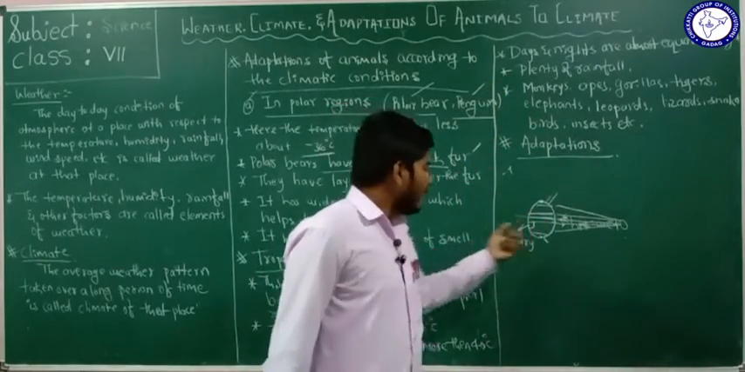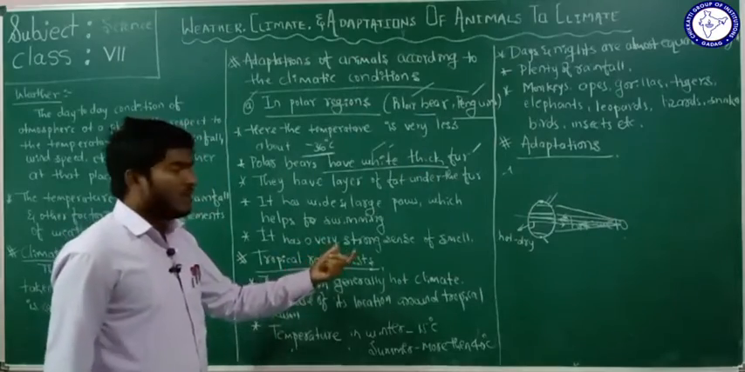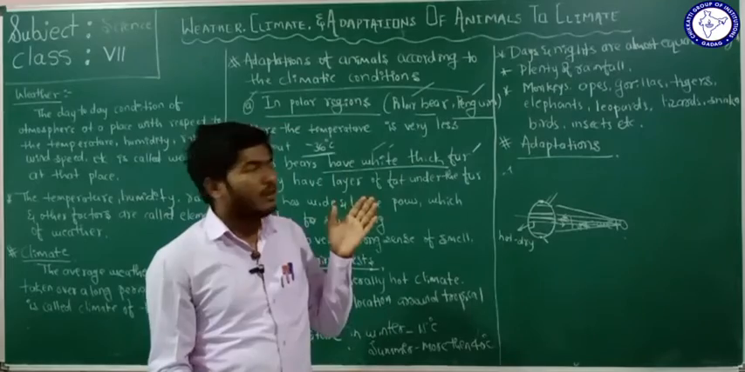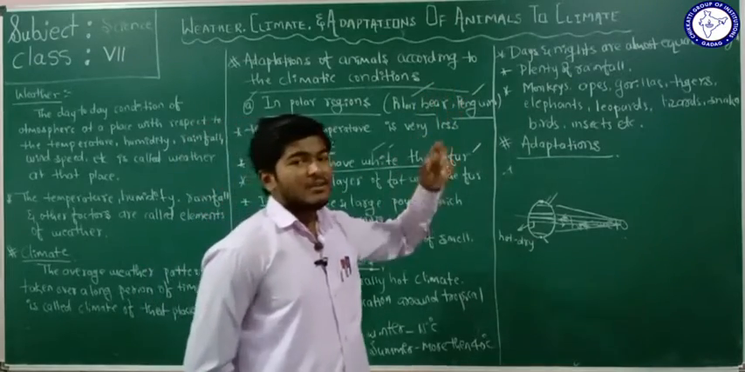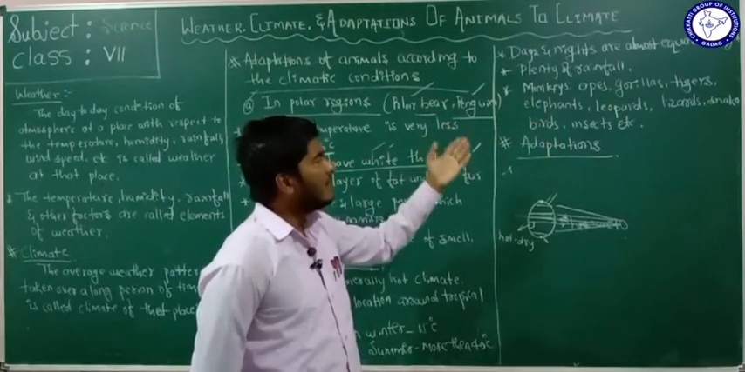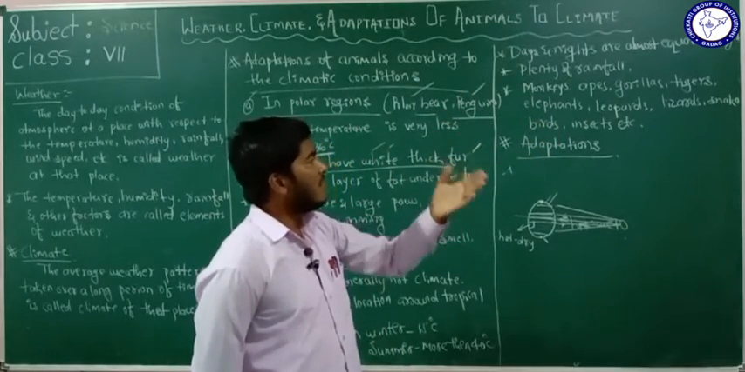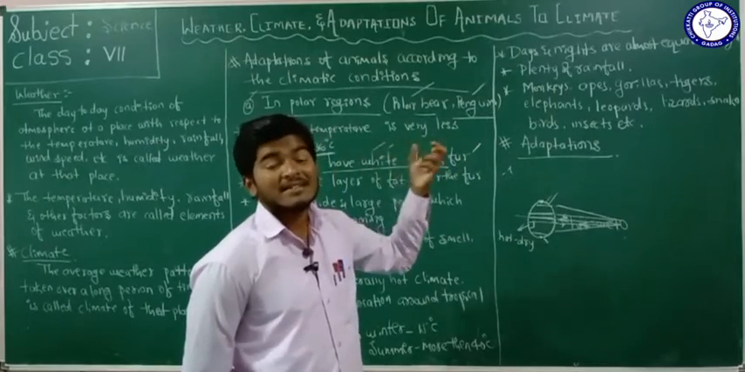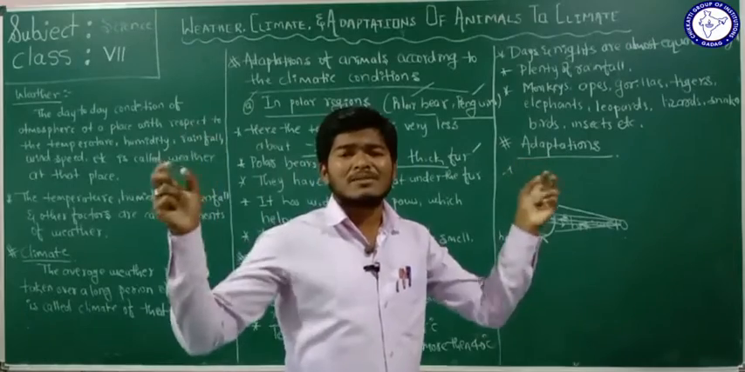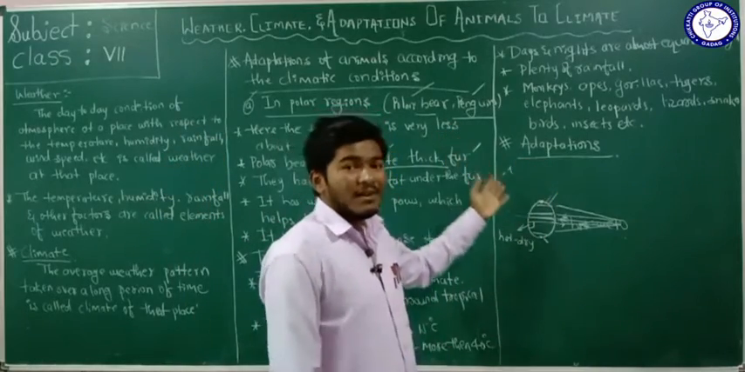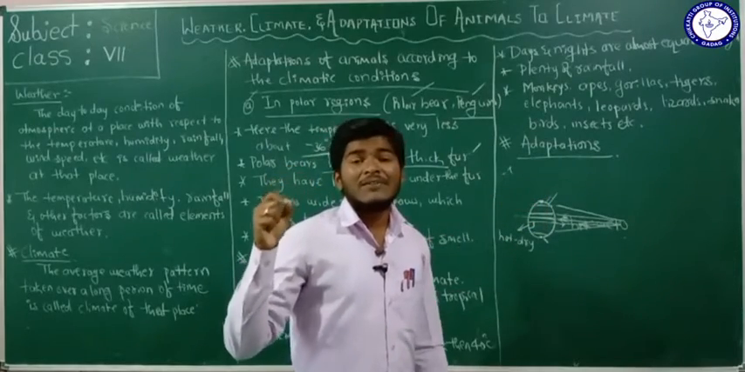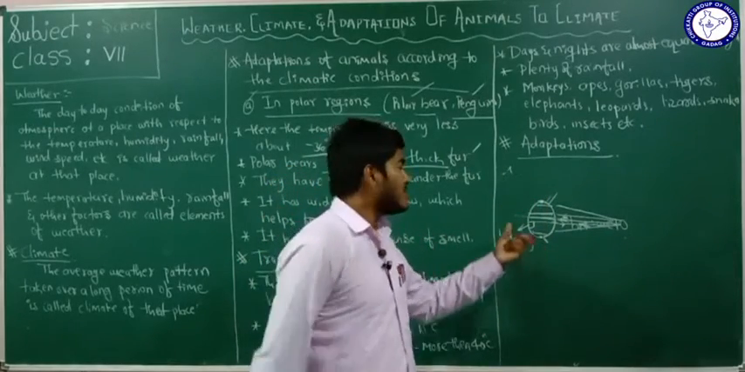But in the tropical rainforest, in the equator region, day and night are always equal. In that region we generally see monkeys, apes, gorillas, tigers, elephants, leopards, lizards, snakes, birds, insects, etc. Large numbers of different varieties of animals and living organisms are present in that area. Why are large numbers of animals present here?